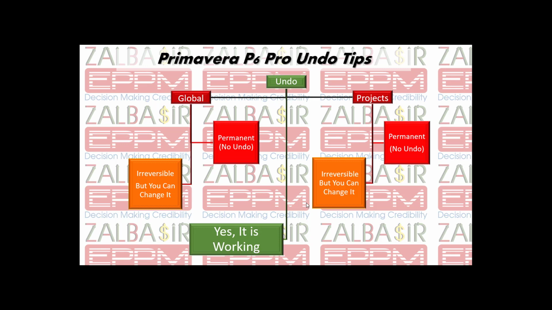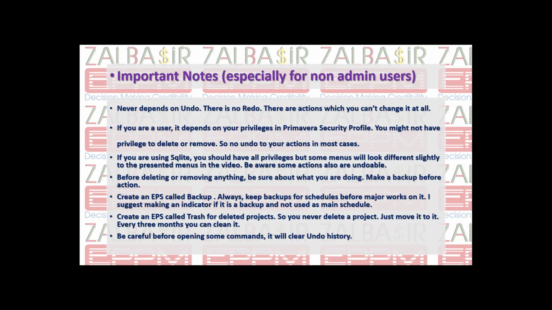In projects also you have the activities which you can change as we explained before. In the global also you have permanent actions, like deleting a project or deleting a WBS, and there are actions which you can change if you want. Now, the important notes for non-admins are like this. Never depend on undo. There is no redo. There are actions which you can't change at all. If you are a user, it depends on your privilege in the Primavera security profile. You might not have privilege to delete or remove, so no undo to your actions in most cases.